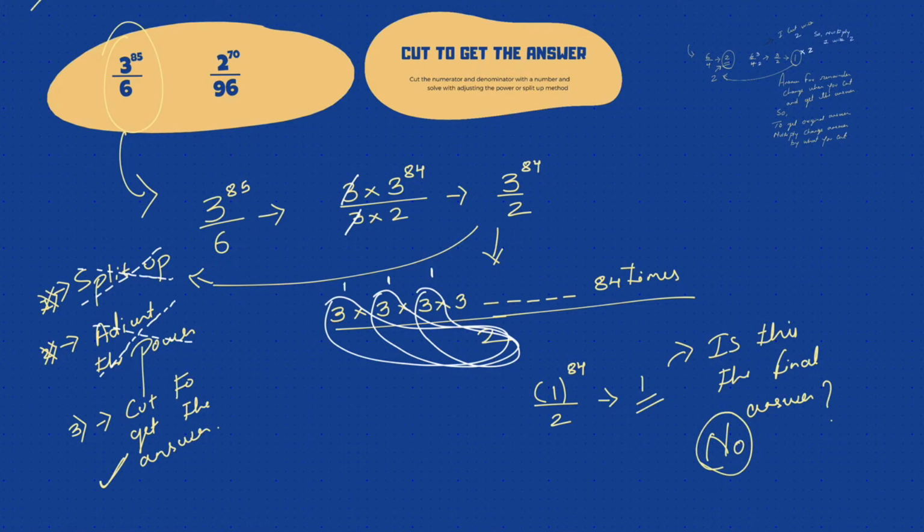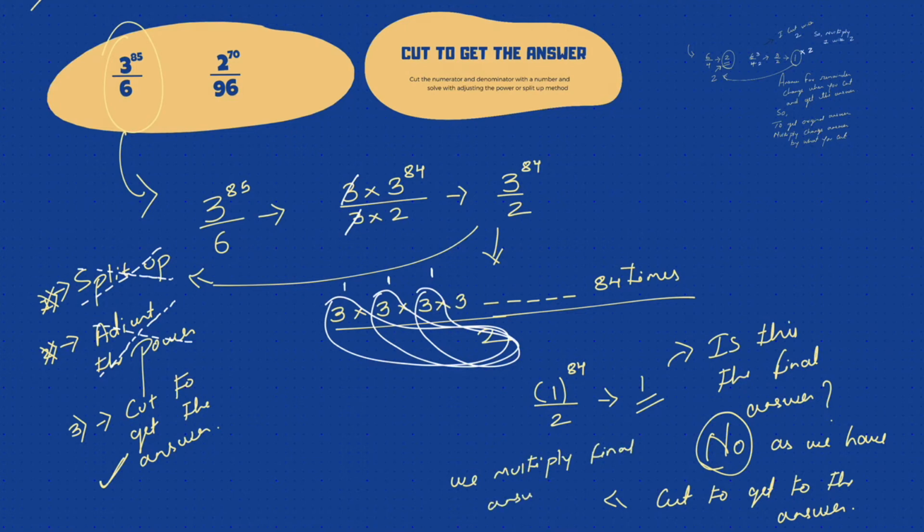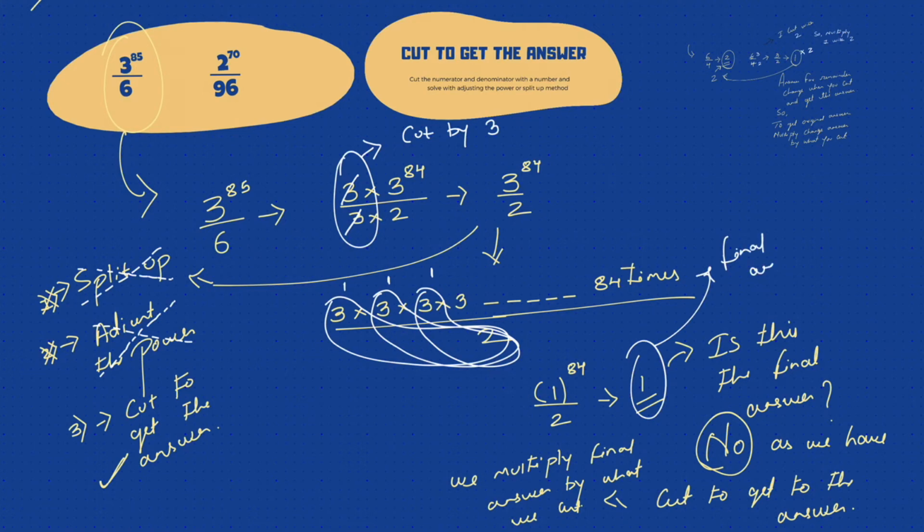Okay, so as to get the original answer, multiply the answer that you are getting after the cut by what you have cut. So what did we cut this by? We cut this by 3. So I'll multiply my final answer, that is 1, by 3 to get to the original answer of 3 raised to 85 divided by 6. The answer that I am getting here is 1. I cut it by 3, so I'll multiply this 1 into 3, and 3 is the final answer to the question.